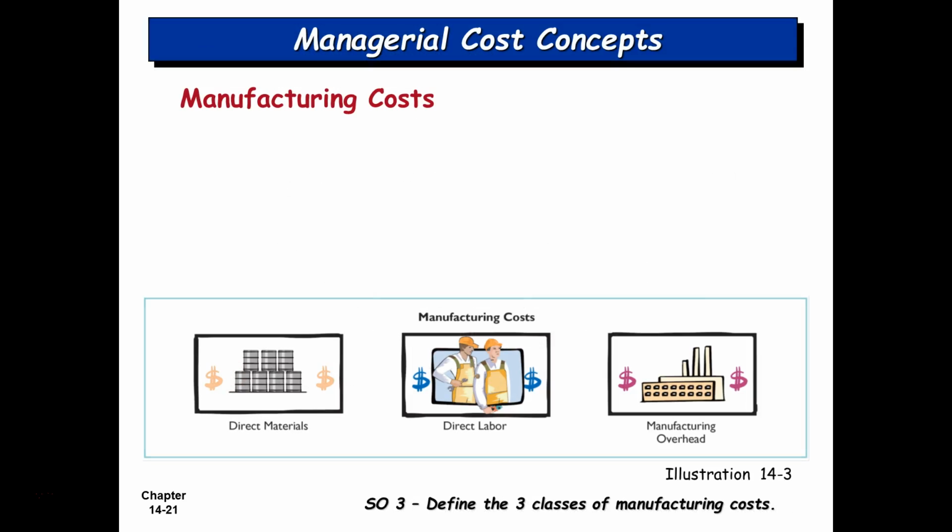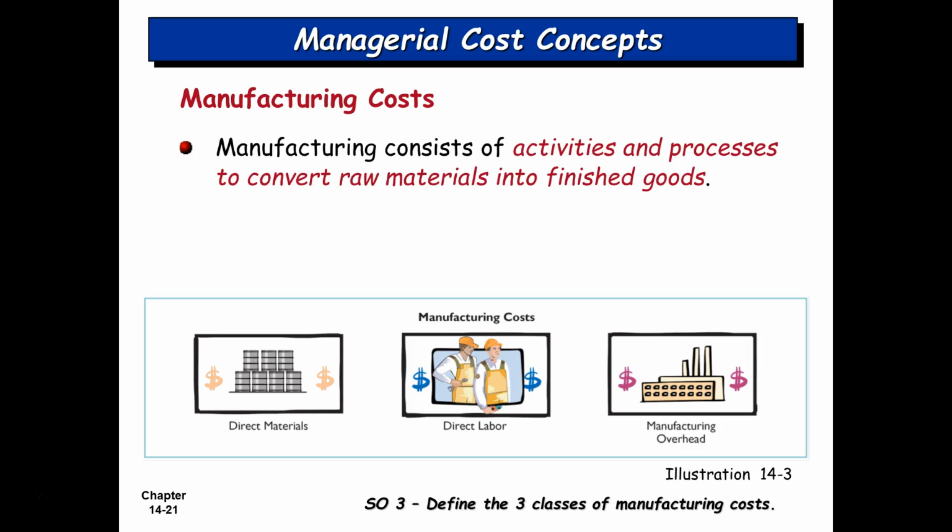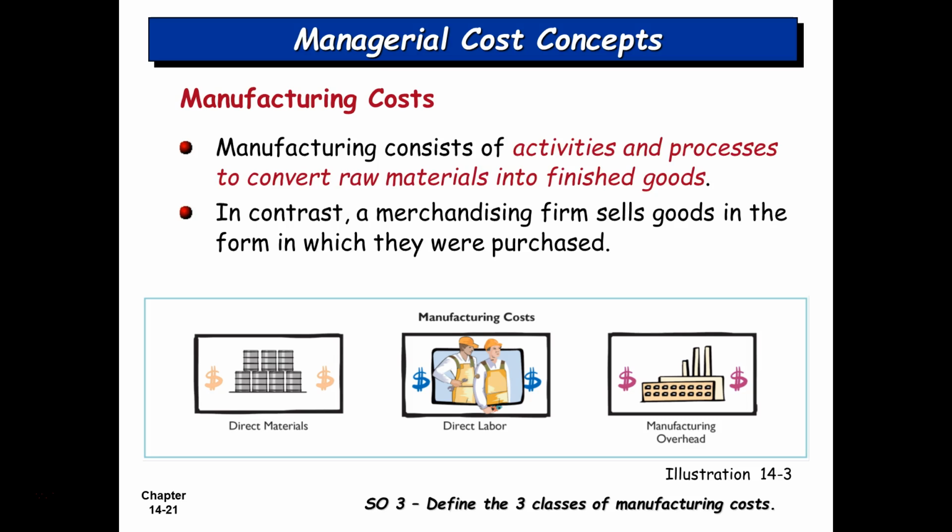So now we're going to get back into our accounting. We've been giving you a nice HR overview, but now we want to get into how this applies to us. And we talk about manufacturing costs. Manufacturing costs consist of activities and processes to convert raw materials into finished goods.